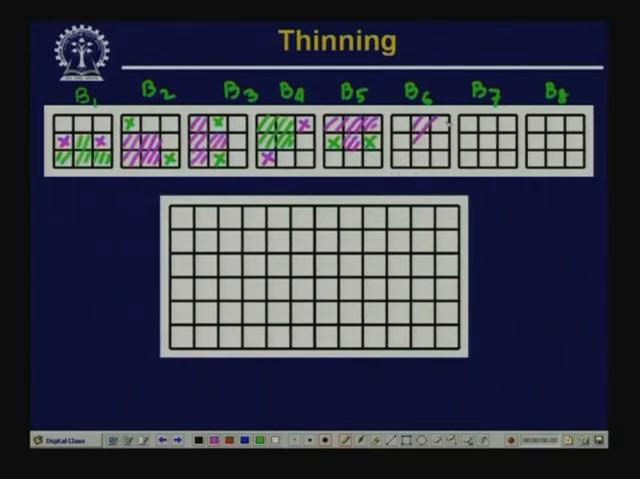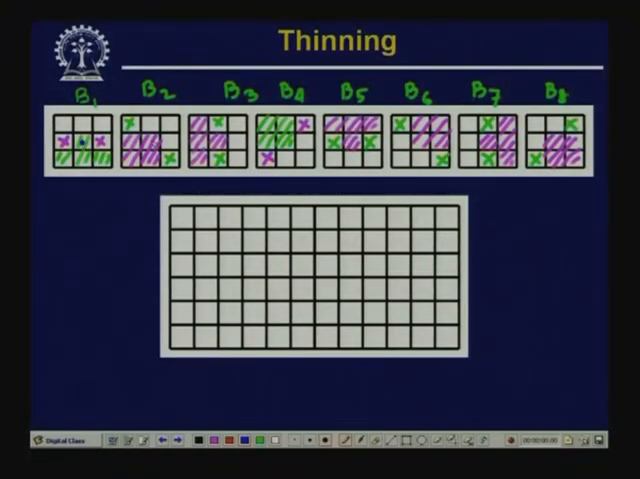Structuring element B6 is this, these 2 being the don't care locations. Structuring element B7 is this, where these 2 are the don't care locations. And finally, the structuring element B8 will take this form with these 2 locations as the don't care locations. And for each of these structuring elements, we consider the origin of the structuring element to be the center location. That is, in each of these cases, the origin of the structuring element is the center location. These are the origins of the different structuring elements, and so on.